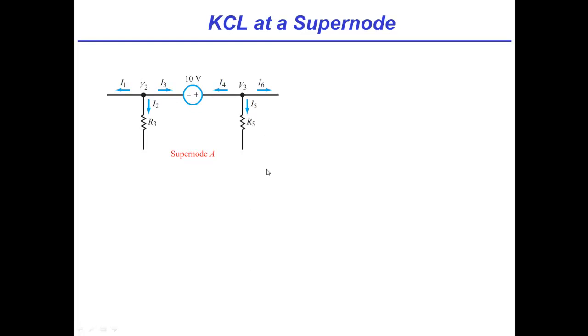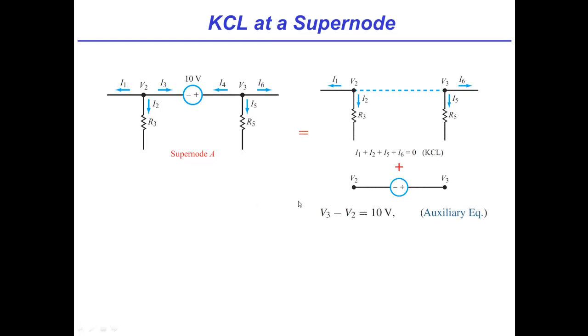Now, our supernode definition said we would just draw a box to encompass the source, the floating source. And we'll not worry about the floating source anymore. And we will basically write a KCL then around that box. And so around the box then, we no longer have to worry about I3 and I4, and instead the KCL simplifies down to being I1 plus I2 plus I5 plus I6 is equal to 0.